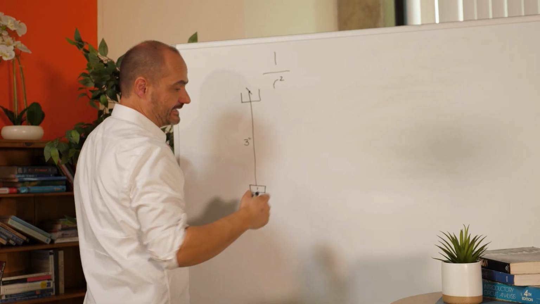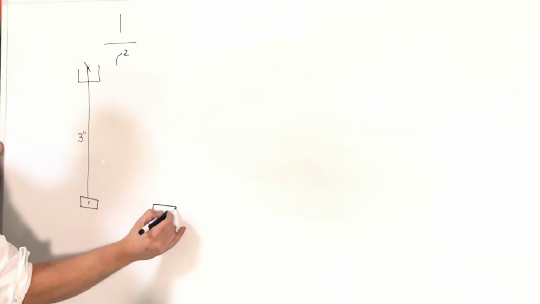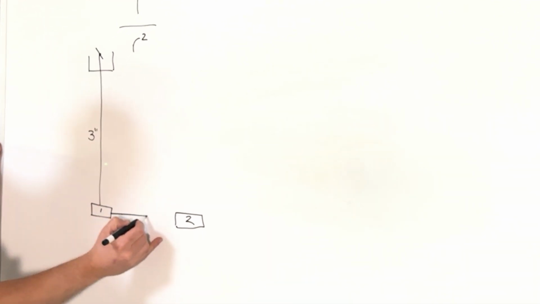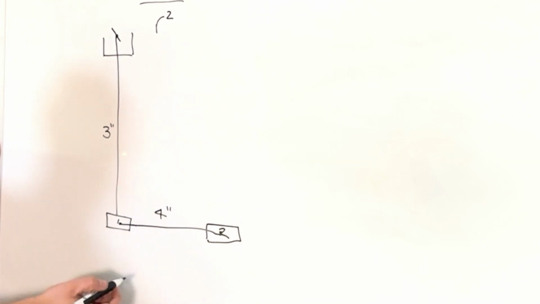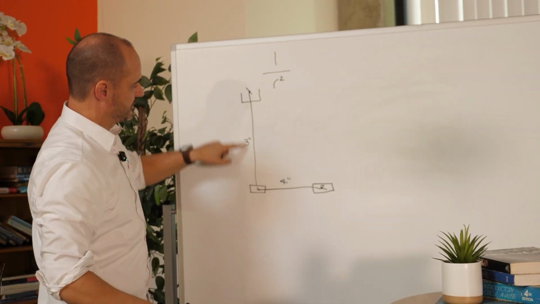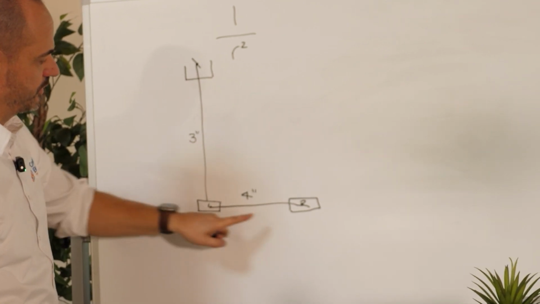And then let's address the question by placing another component. Let's call it component 2. It's going to be right here, and component 2 is going to be 4 inches from component 1. So this is 4 inches, right? So 3 inches from the target to component 1, 4 inches from component 1 to component 2.